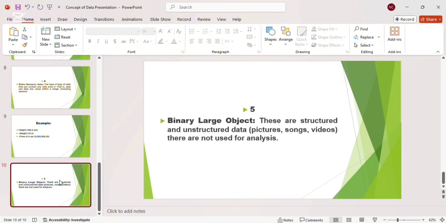Then the final one, binary large object. These are structured and unstructured data. They are not used for analysis, but that doesn't mean that it cannot be used to drive an insight. For example, pictures, videos, and songs.